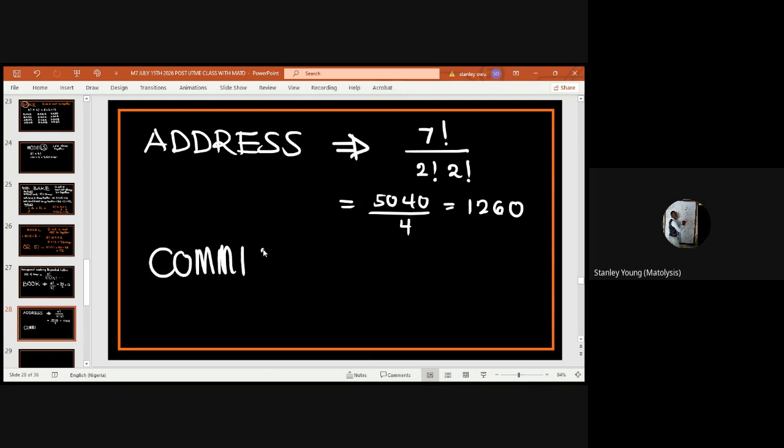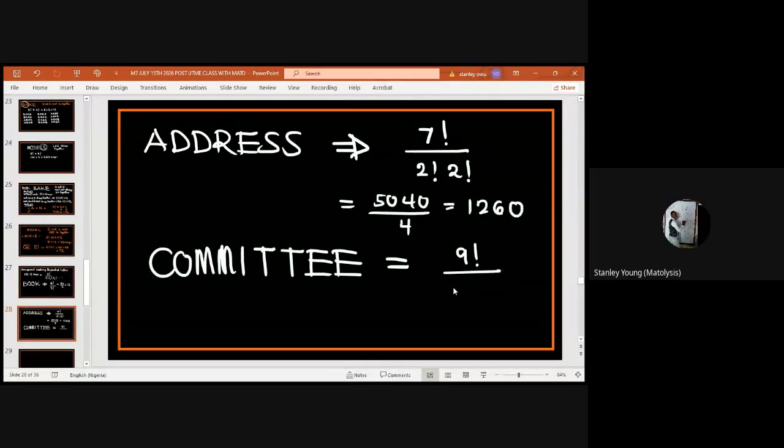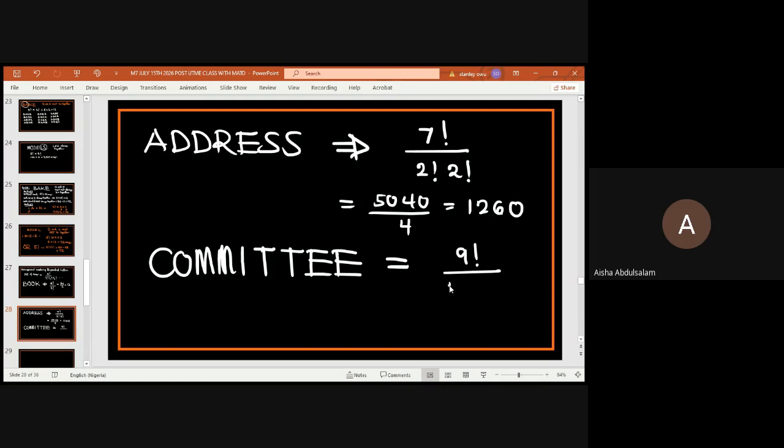So if I have something like committee, tell me about this. I'm listening. 1, 2, 3, 4, 5, 6, 7, 8, 9. Call the answer in factorial. So what do you have? 9 factorial over 2 factorial, 2 factorial, 2 factorial. Good.